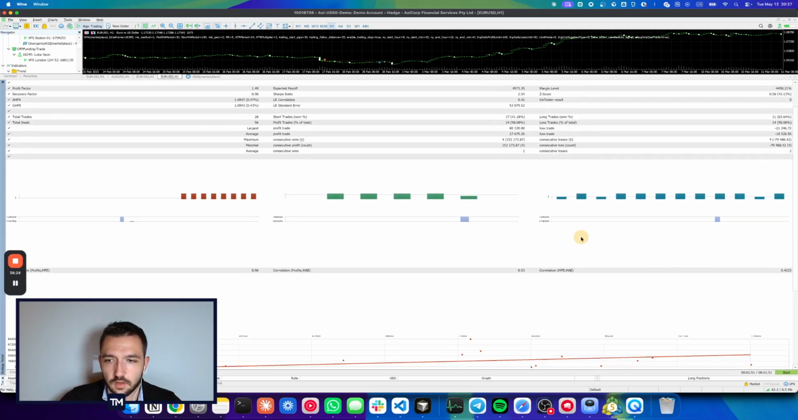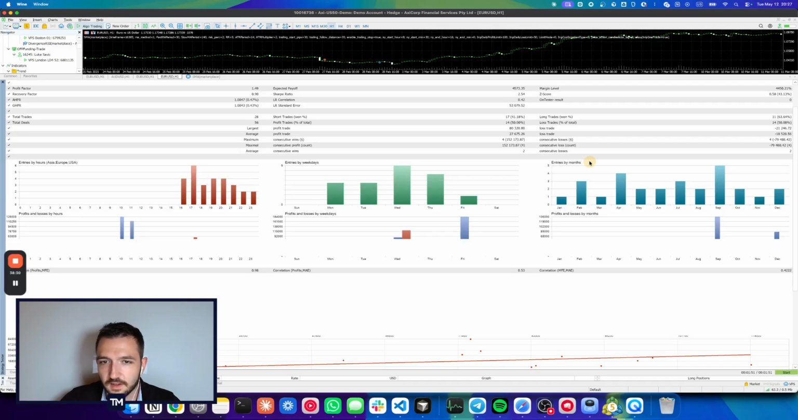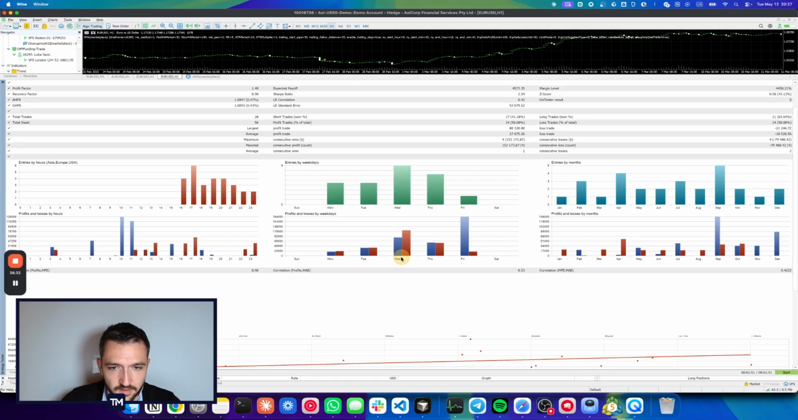And now if we go to this graph, which is very interesting in the way it opens, sometimes it does this because I'm on Mac. So here you can see entries by month, entries by weekdays, Monday, Tuesday, Wednesday, Thursday, Friday. You can see it by hours. Here you're going to see only these hours being active because we actually have a session filter, so we're not trading all the hours. Profits and losses by hours, this is when we were closing them. Profits and losses by weekdays, etc. So these are some very interesting data points that you can use.